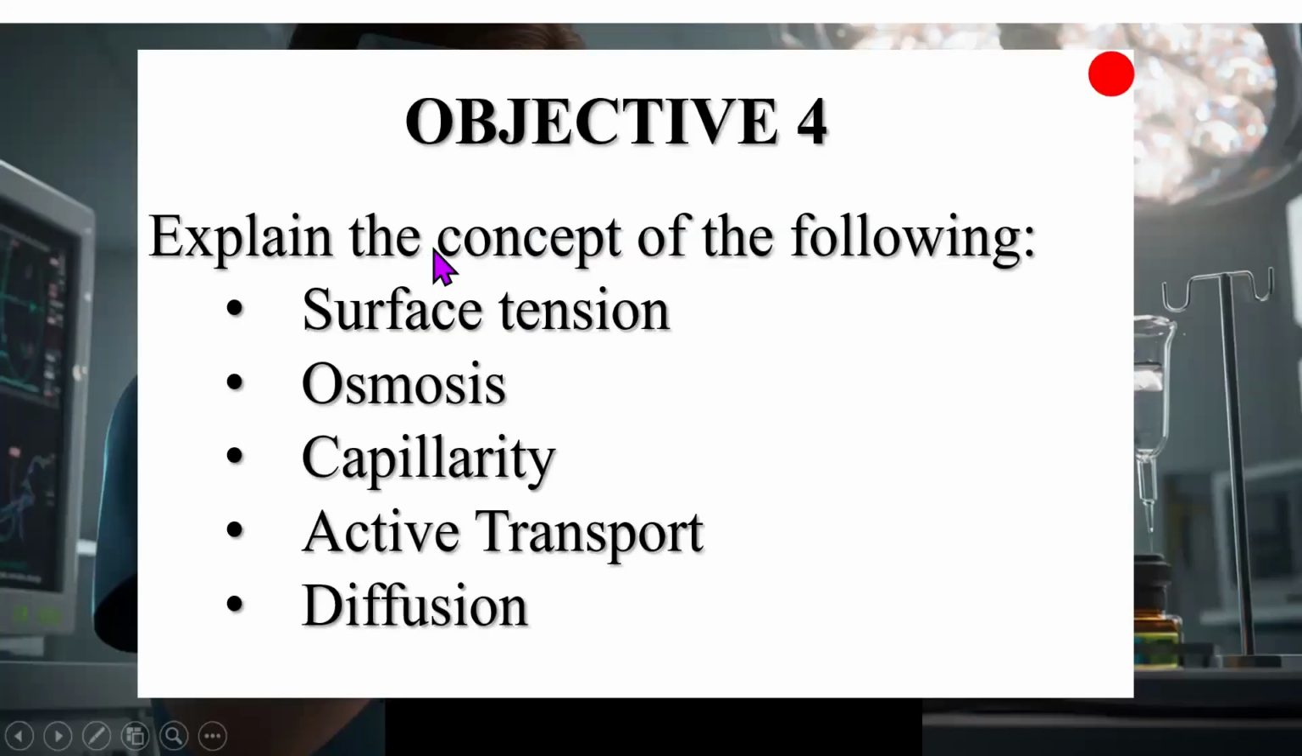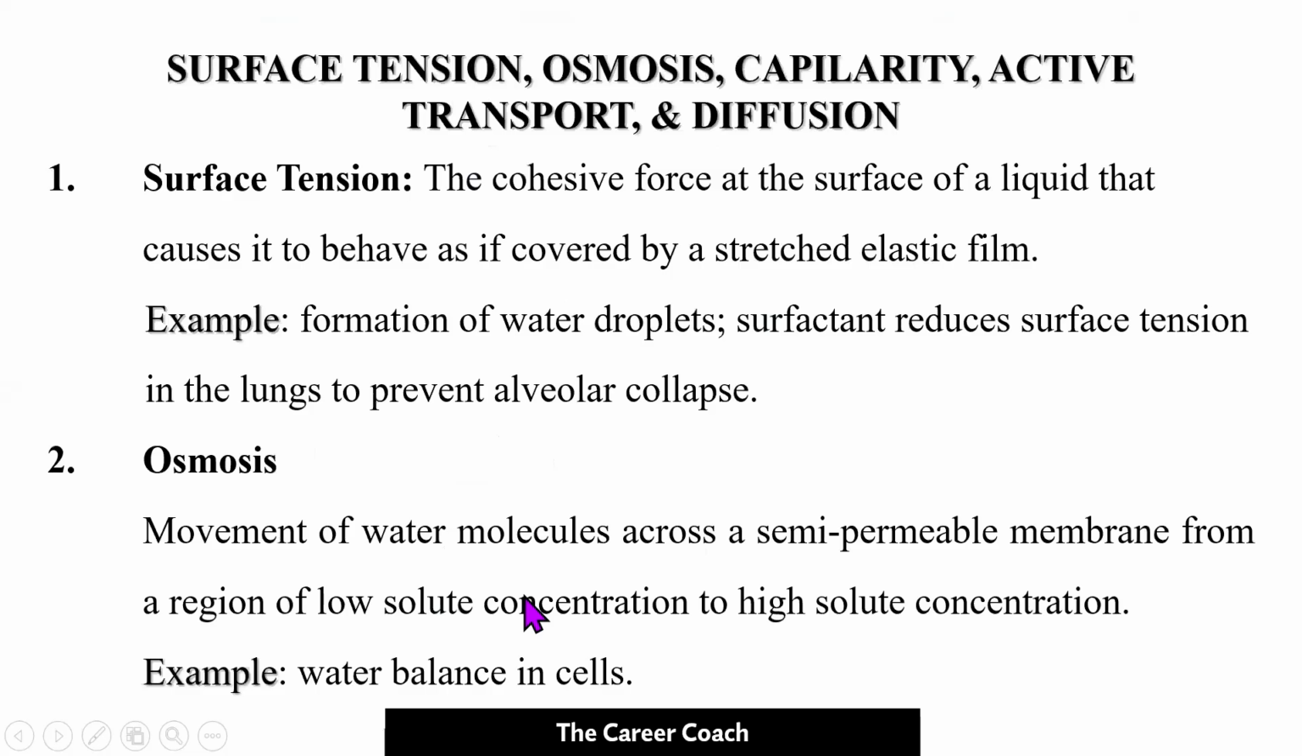Objective number 4, we will explain the concepts, which are as follows: surface tension, osmosis, capillarity, active transport, and diffusion. Surface tension occurs when the cohesive force at the surface of a liquid causes it to behave as if covered by a stretched elastic film. Please take note of the definition. Example, formation of water droplets; surfactant reduces surface tension in the lungs to prevent alveolar collapse.